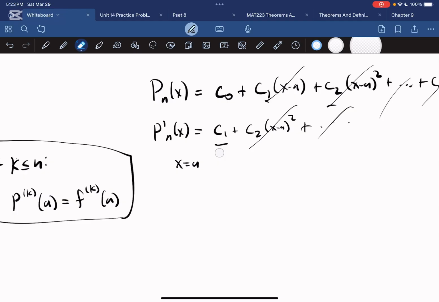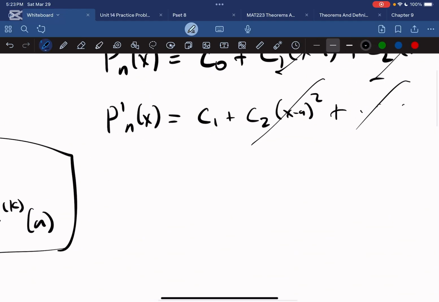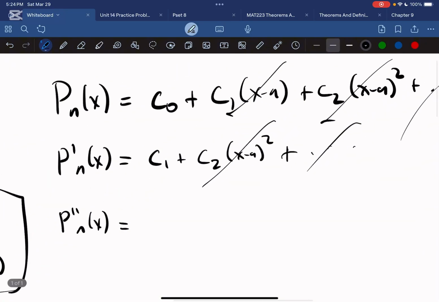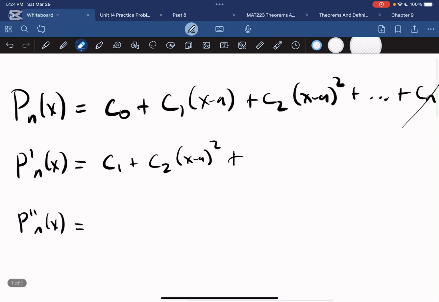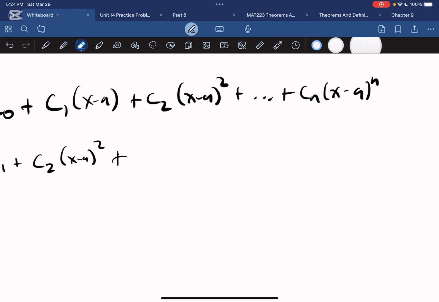I'll do it one more time with the next one. P_n double prime. We would see that if we take the double prime. Okay, let me get rid of these. Like, c3.